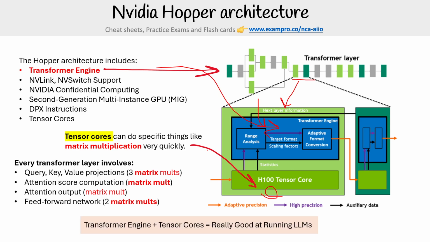So just to really sum it up, because again, we don't need to know this at a super deep level: transformer engine plus tensor cores equals really good at running LLMs, okay? But there you go.